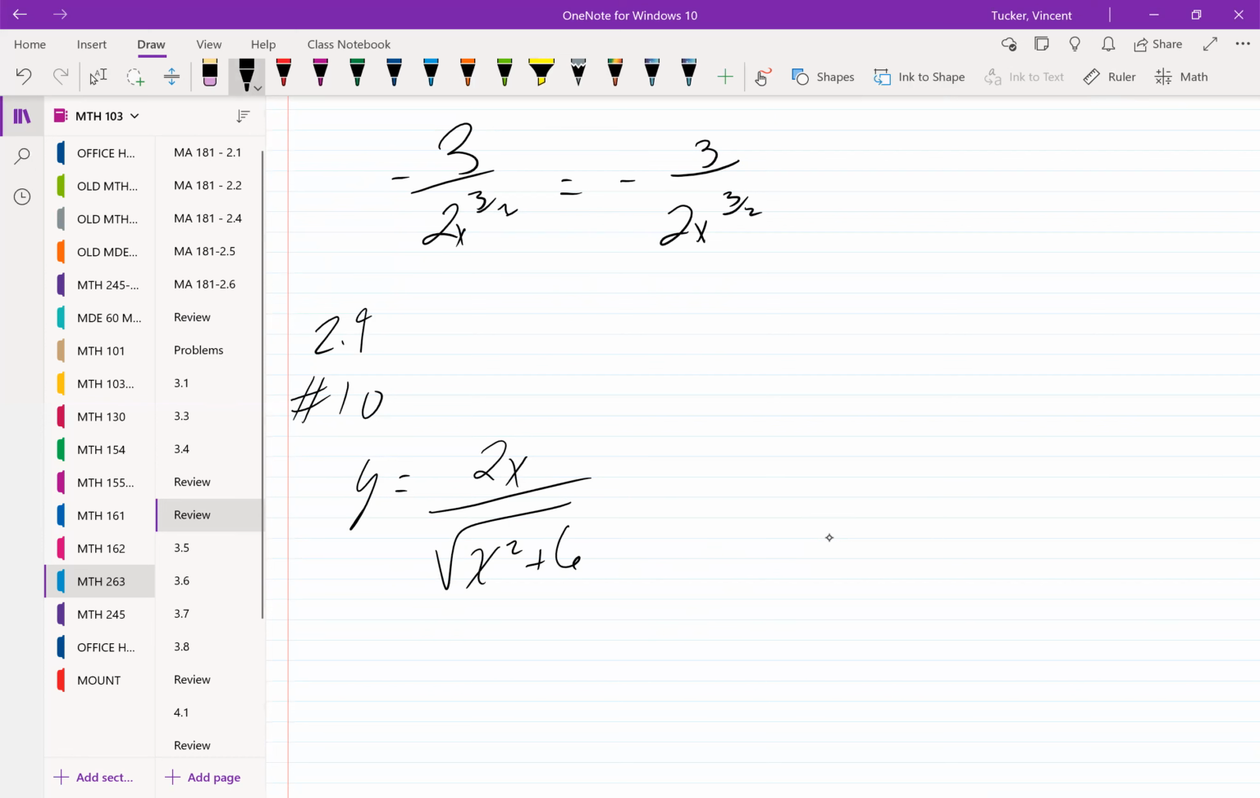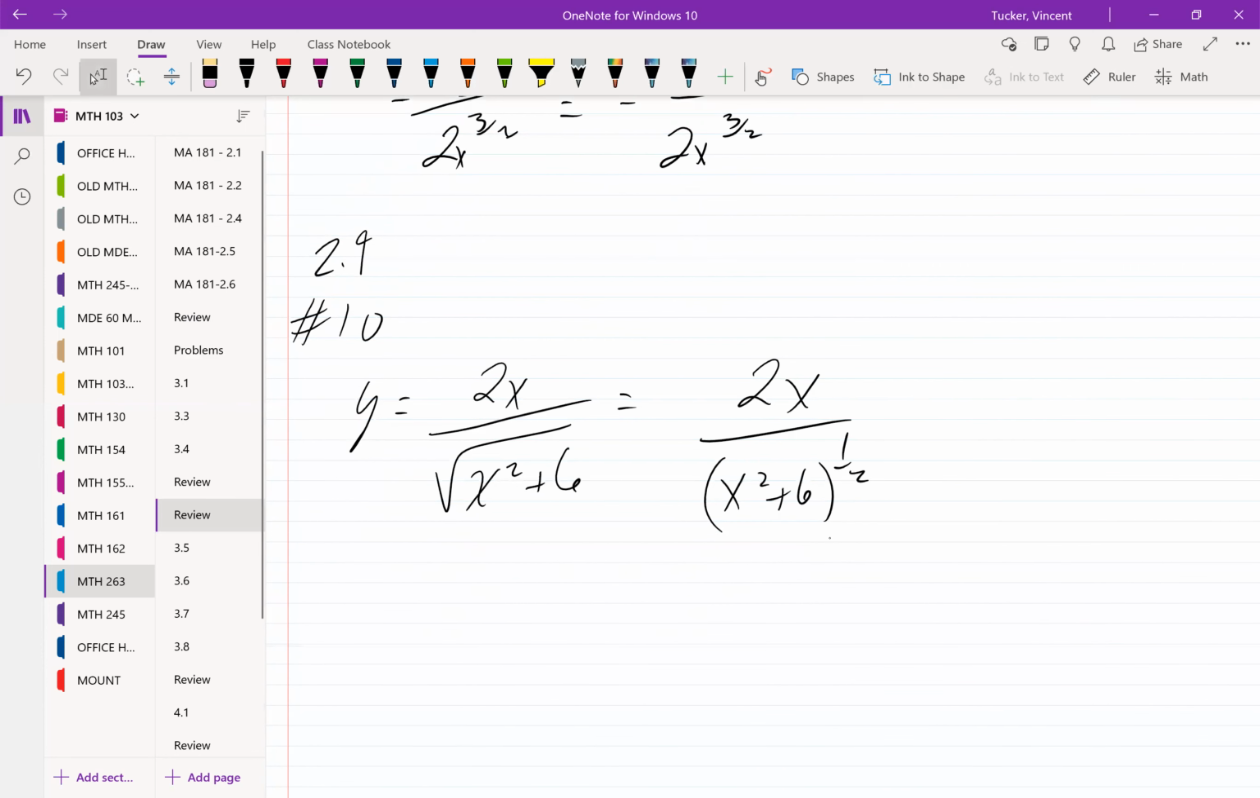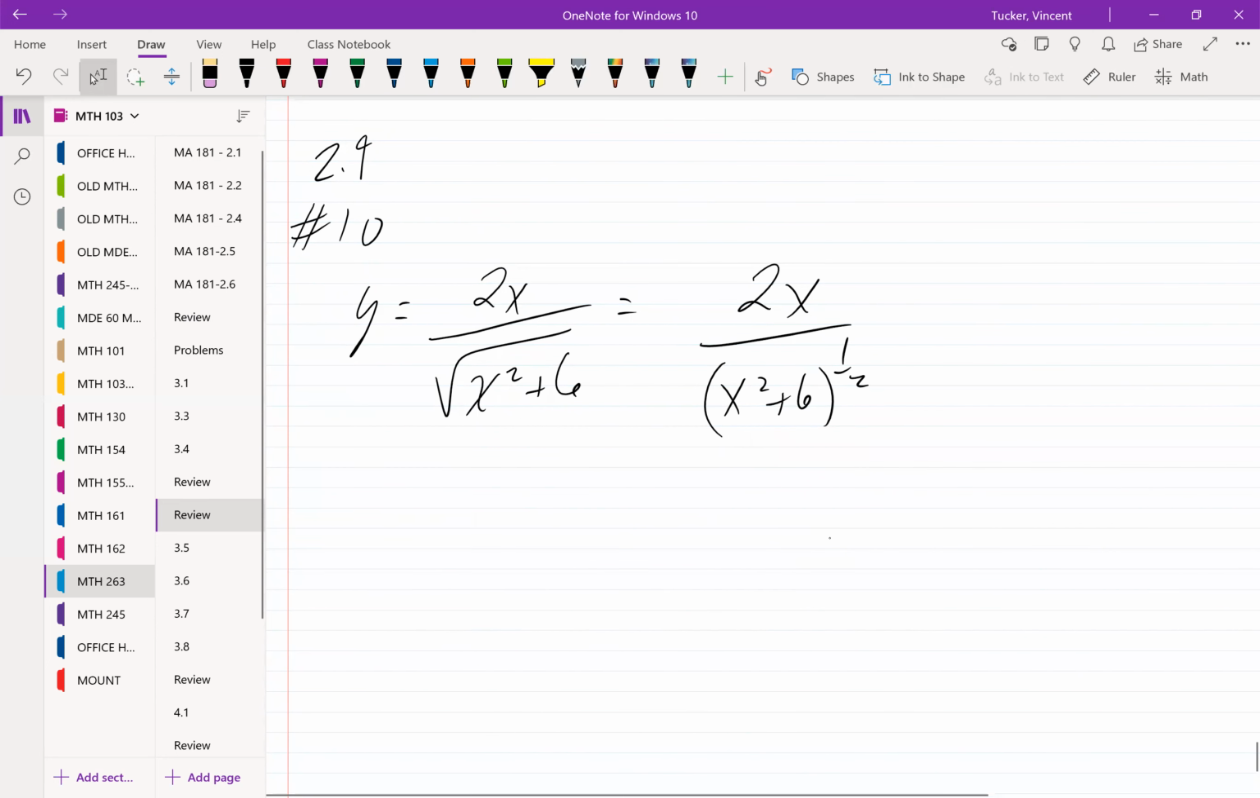All right. So, another way of looking at this. Excuse me, that square root is 1/2 as far as the power is concerned. So we're going to have to use our quotient rule.